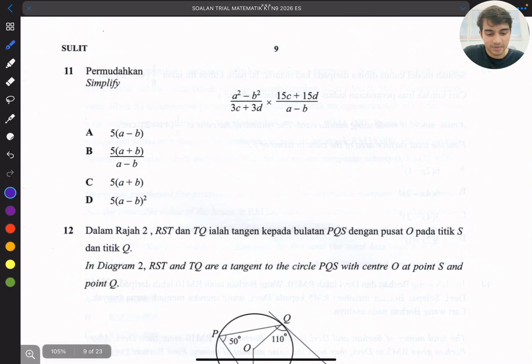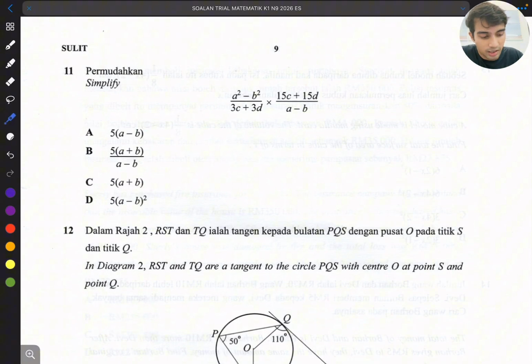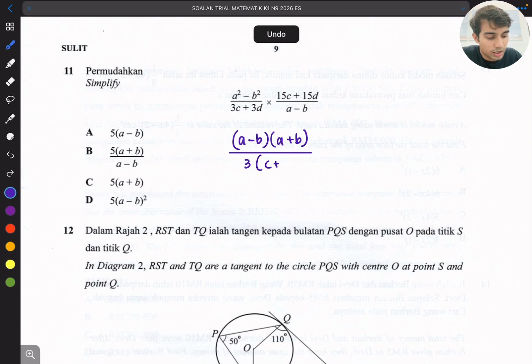Question 10. Simplify this. Okay. So let's try to factorize first. A square minus b square we just saw just now. A square minus b square is a special factorization. A minus b, a plus b. 3c and 3d, we can factorize the 3. Actually no need. See, since here we have 15, right? What we can do is 15 here we can factor out the 5, so we'll be left with 3c plus 3d.